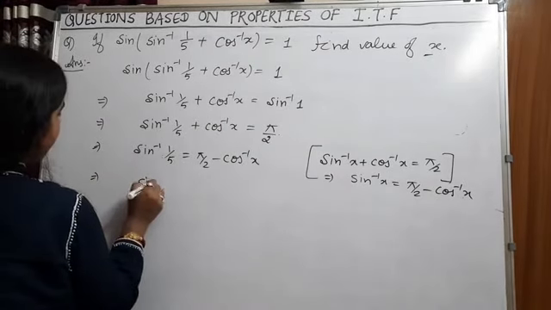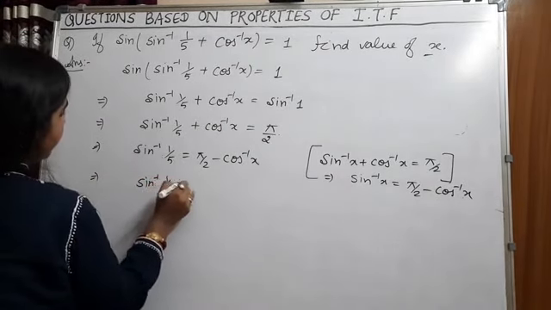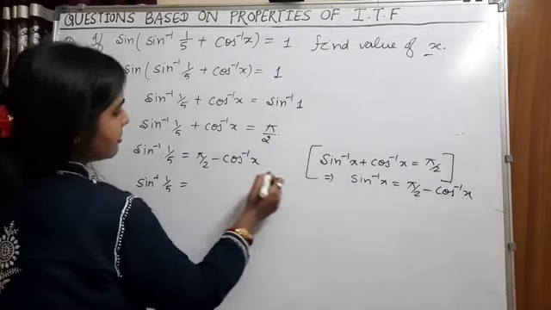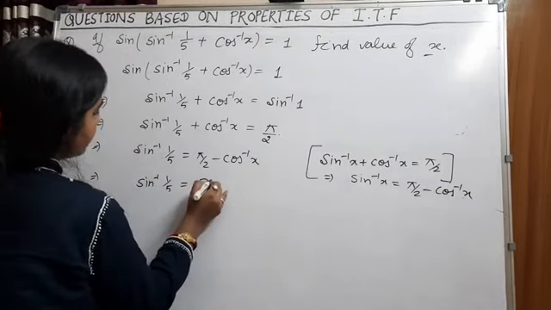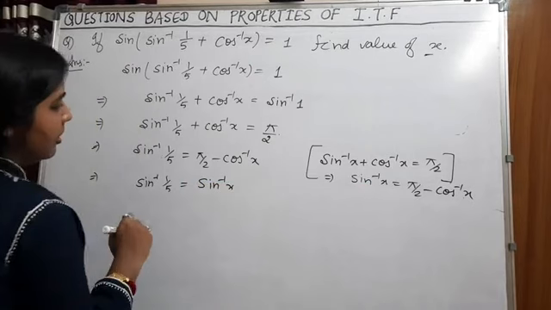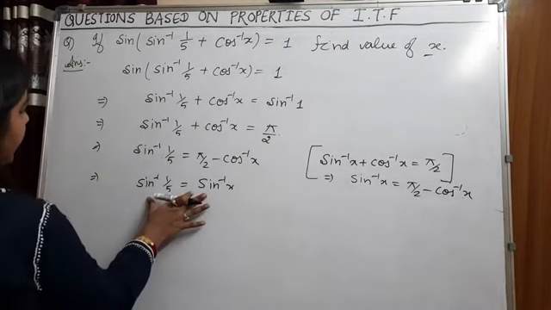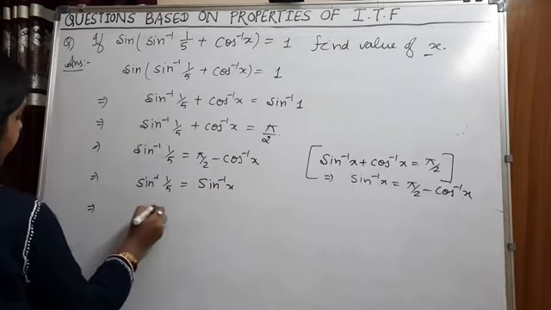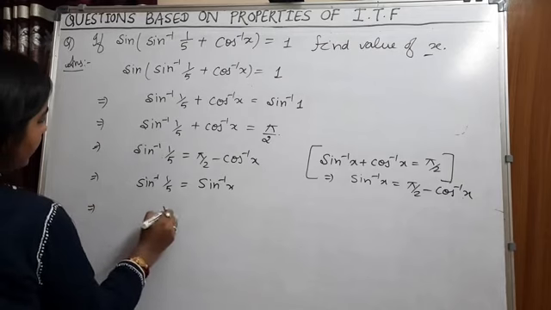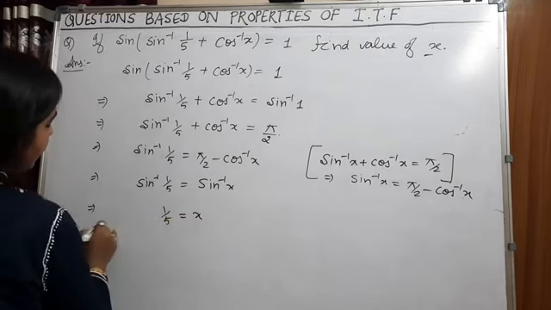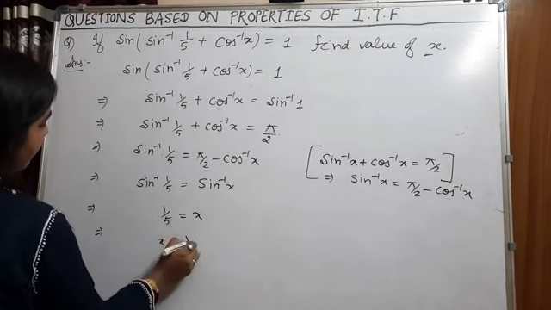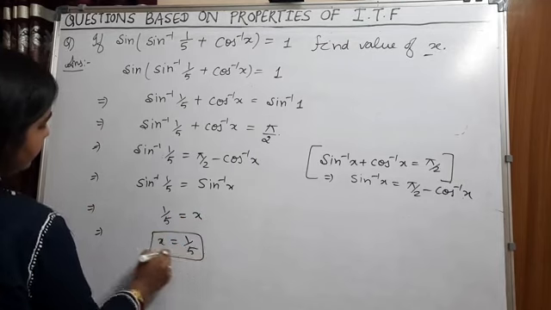So we will apply. This is sin inverse 1 by 5. Pi by 2 minus cos inverse x, this is sin inverse x. So the benefit is both sides we have sin inverse, so we can reduce directly. So we can write it as 1 by 5 is equal to x. Means we can write x equals 1 by 5. So this is our answer.